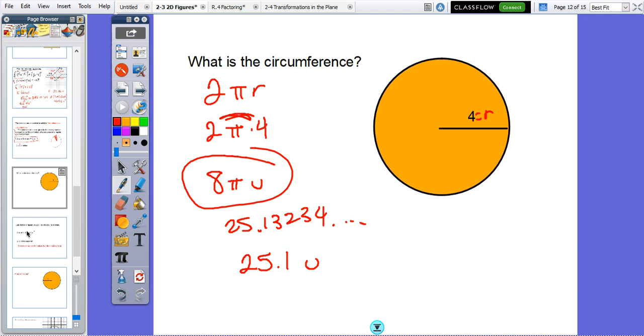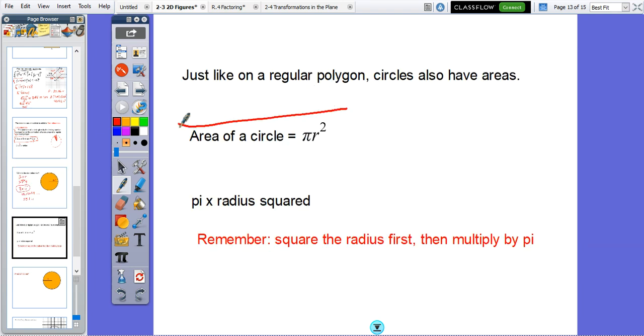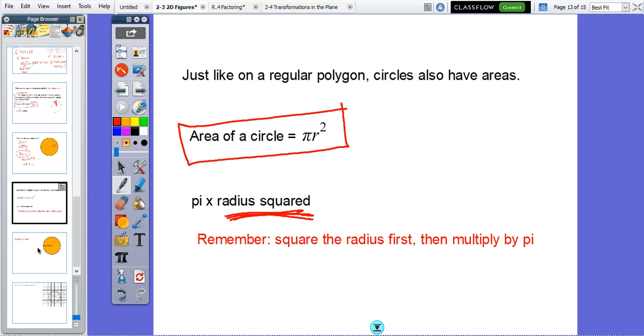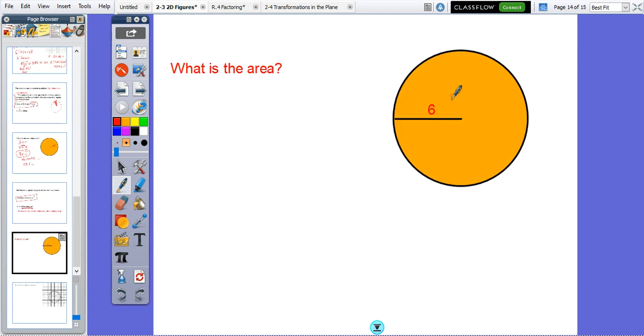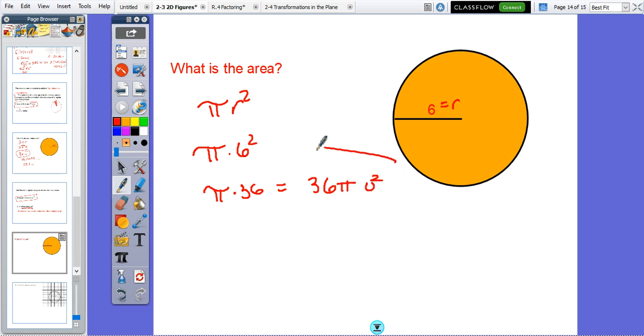Don't use 3.14. For area, we're going to take the value of pi and then our radius squared. This is a big habit that I see: make sure you square your radius first and then multiply by pi. Let's do this particular problem in pi form first. Our radius is 6. So we'll do pi times 6 squared. You square that, you get pi times 36. With proper notation, you put the 36 in front, so we get 36 pi units squared. This is a good answer right here.